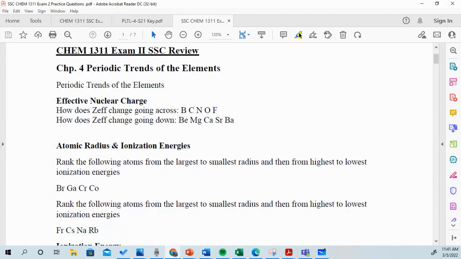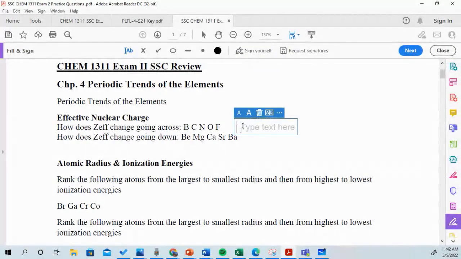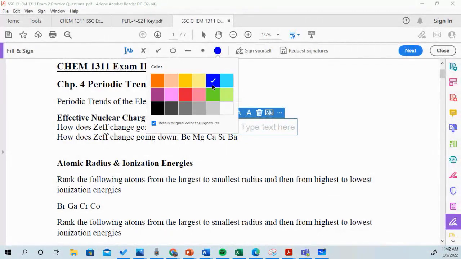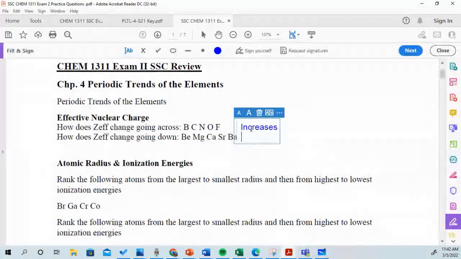Like we discussed in the lecture portion, one of the main topics is effective nuclear charge. So how does the effective nuclear charge change going across these elements? Does it increase or decrease? Yeah, so obviously Z effective increases, right? It increases as we go across the period, and what happens as we go down the group? Decreases, perfect.